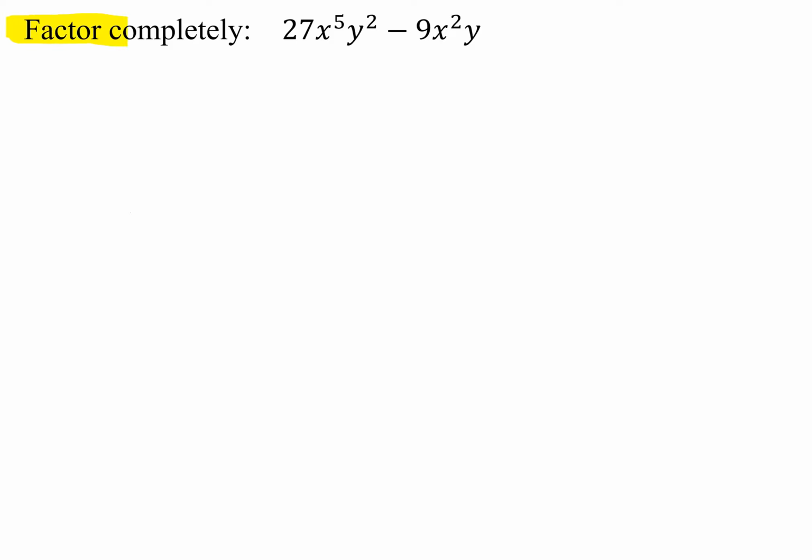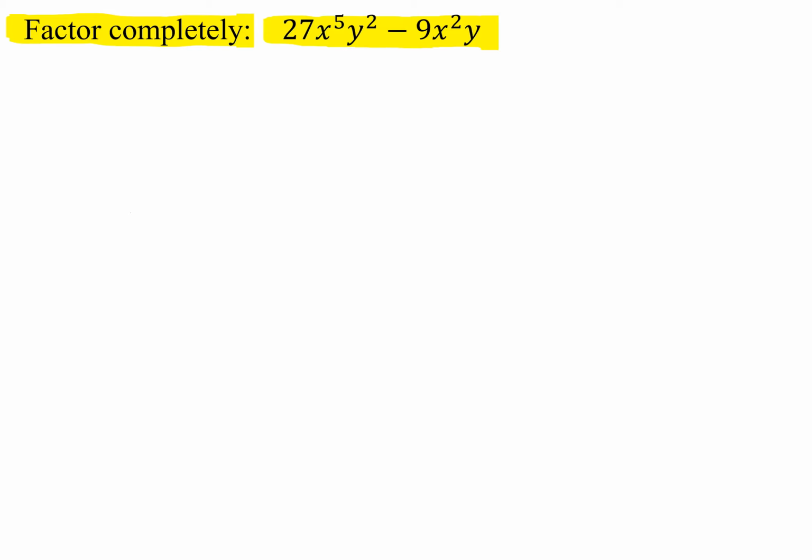In this problem, I need to factor completely the expression 27x to the 5th y squared minus 9x squared y. It might look a little complicated, but just take it one step at a time. First thing with any factoring problem is, is there a common factor? Well, we're just going to look at this step by step.